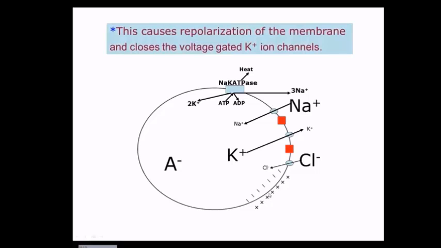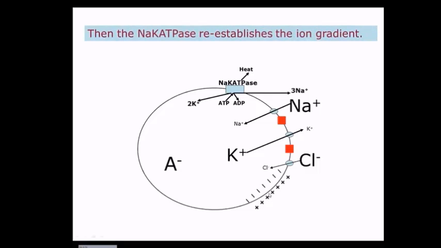When the polarity reverses, that's the stimulus that causes the potassium voltage-gated ion channel to close. Now we're back at rest. What happens after that? Well, the sodium-potassium ATPase, or the sodium-potassium pump, reestablishes the ion gradient for sodium and potassium. So we're back at rest. Any questions?